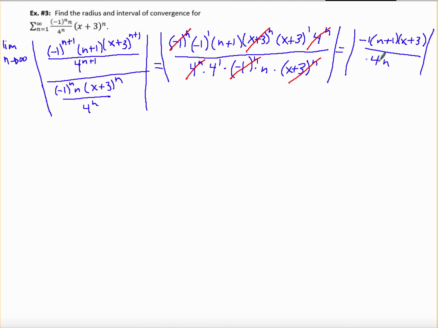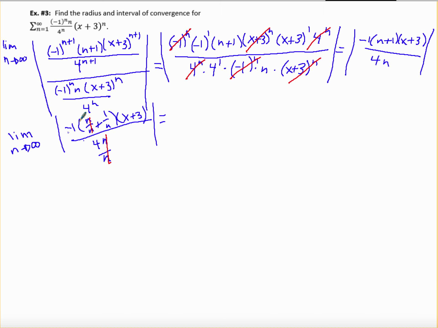Okay, okay. I think it's about time that we threw a party. Yeah, a dividing by n party. So let's get those n's ready to divide. We'll take the limit as n approaches infinity of the absolute value of negative 1 times n divided by n plus 1 divided by n, times the quantity x plus 3, all divided by 4n divided by n. And reduce, and take the limit. Let's see.